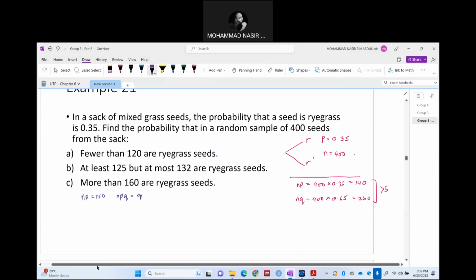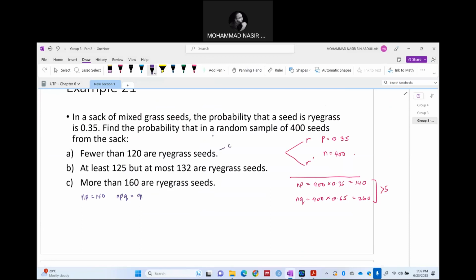Right, fewer than 120. What is the answer? 0.0. All right, very good. So this is 0.0158. So the second one. So this is probability of x less than 120. So this one, probability of x between 125 at most, inclusive, 132.